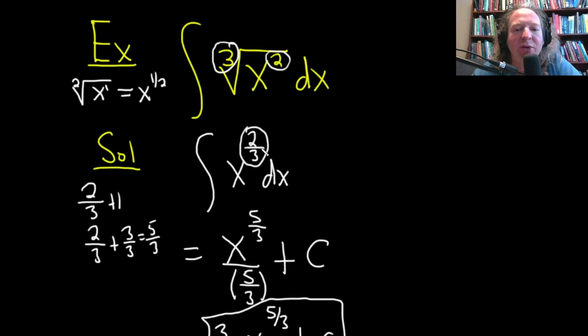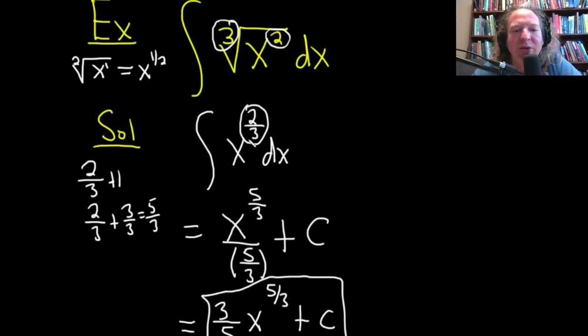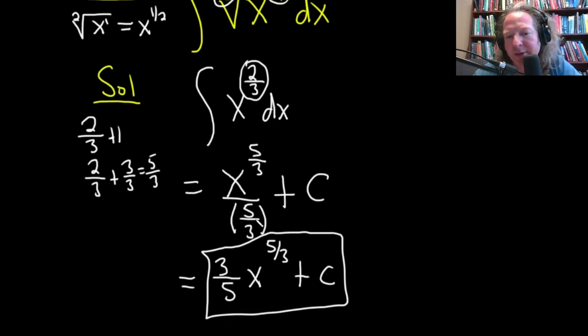So you take the 2/3 and you add 1 to it. So 2/3 plus 1 is really 2/3 plus 3/3, which is 5/3. And then you divide by 5/3. But that's the same thing as multiplying by the reciprocal of 5/3, which is 3/5.